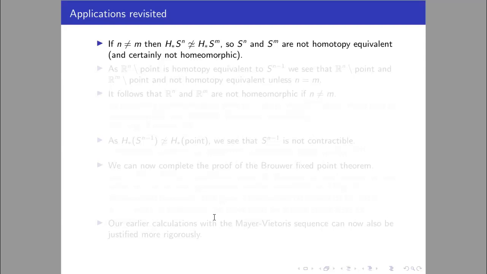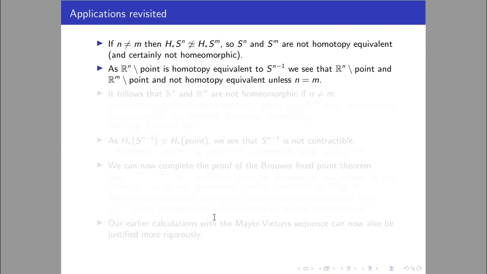So geometrically it feels reasonably obvious, at least where n and m are less than 3, and we can visualize these things. It seems fairly clear that Sn and Sm are not homotopy equivalent. Now we finally managed to give a formal proof of that.